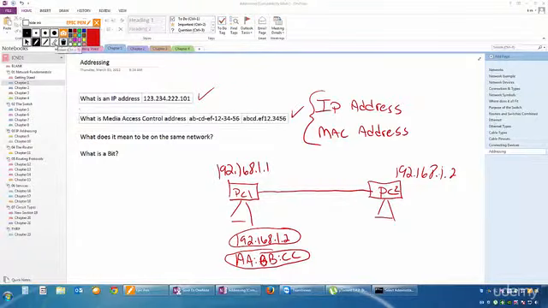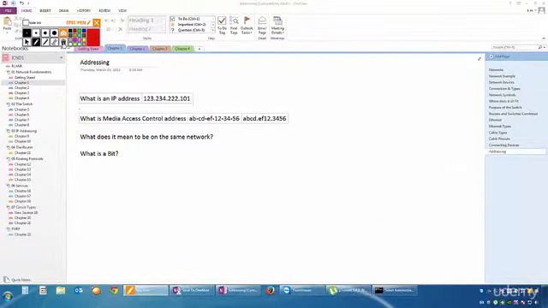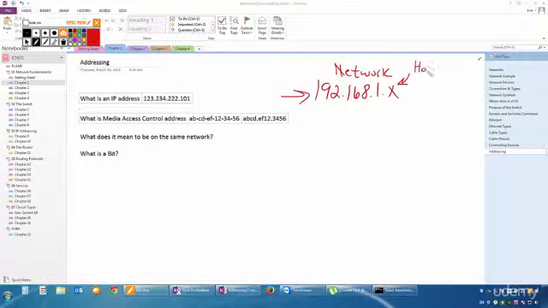So what does it mean now, after all this? What does it mean to be on the same network? Well, let's talk about that. I originally said that 192.168.1 for my previous example was my network number. So I will write this out as 192.168.1.0. I'm not going to put a 0 there. I'm just going to put an X. So this is my network number. These are my networks. This is my host.